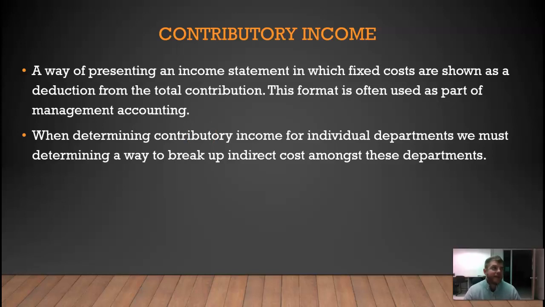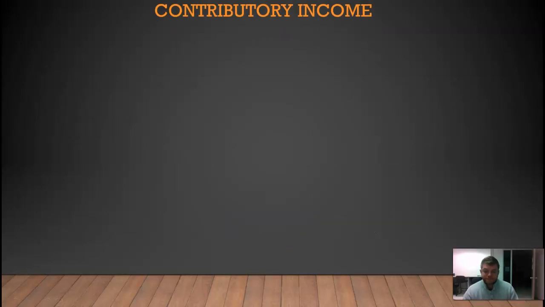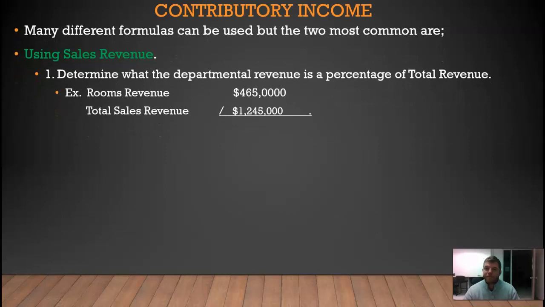So how do we say marketing? We have a resort that has a golf course, a dining room, a bar, the actual rooms itself. So marketing, we market the whole property. We pay for a website and social media managers. So how do we determine who pays what out of this amount? When I say think of a resort with a golf course, hotel, F&B, and spa, how would you split up a maintenance cost or a marketing cost? And this is difficult. So there's a couple ways that we can think about it.